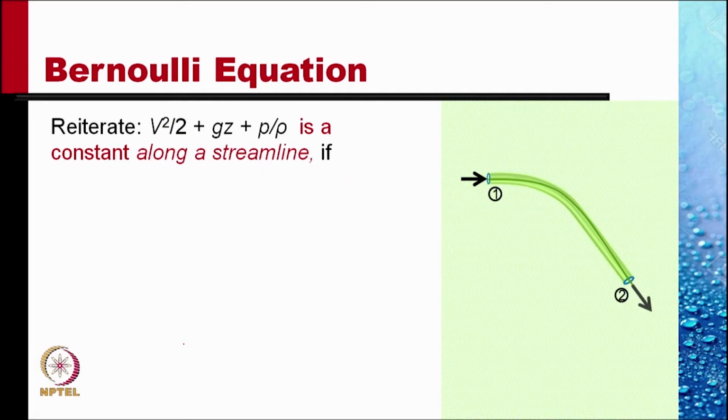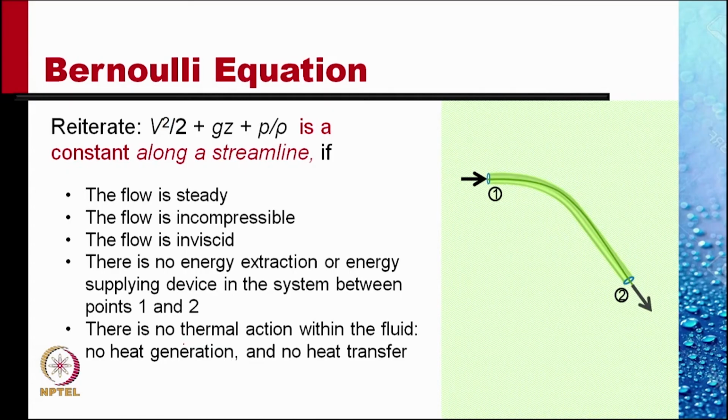We reiterate that the Bernoulli equation, v square by 2 plus gz plus p by rho, is constant along a streamline if, and these are a long list of conditions, the flow is steady, the flow is incompressible, the flow is inviscid, there is no energy extraction or energy supplying device in the system between points 1 and 2, and there is no thermal action within the fluid, no heat generation and no heat transfer.